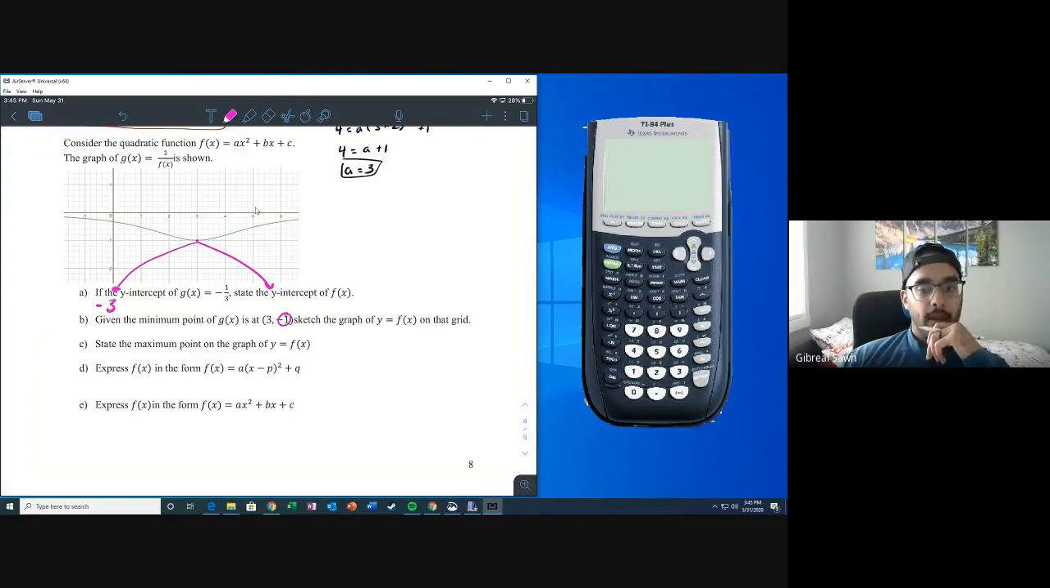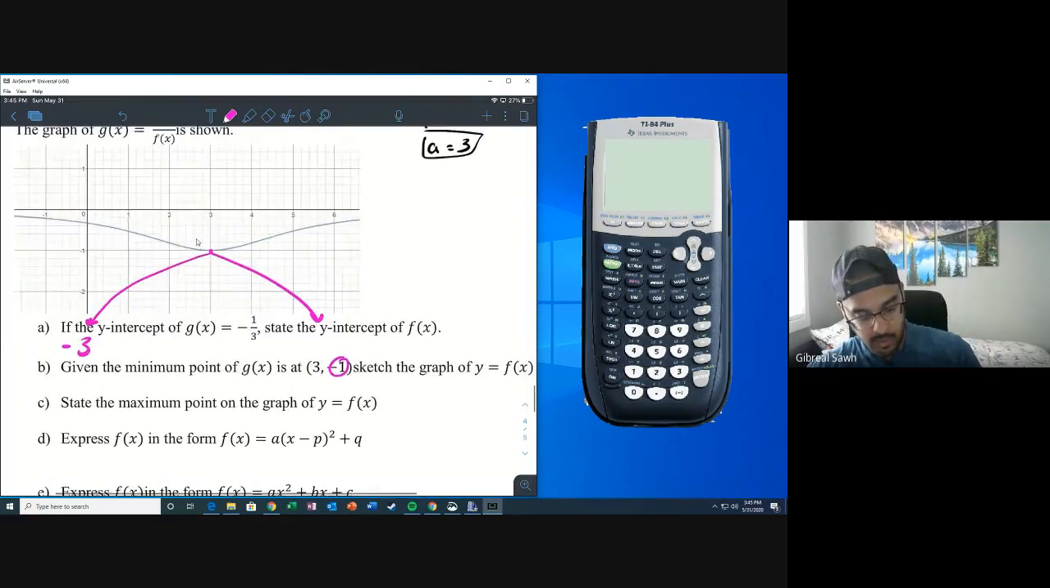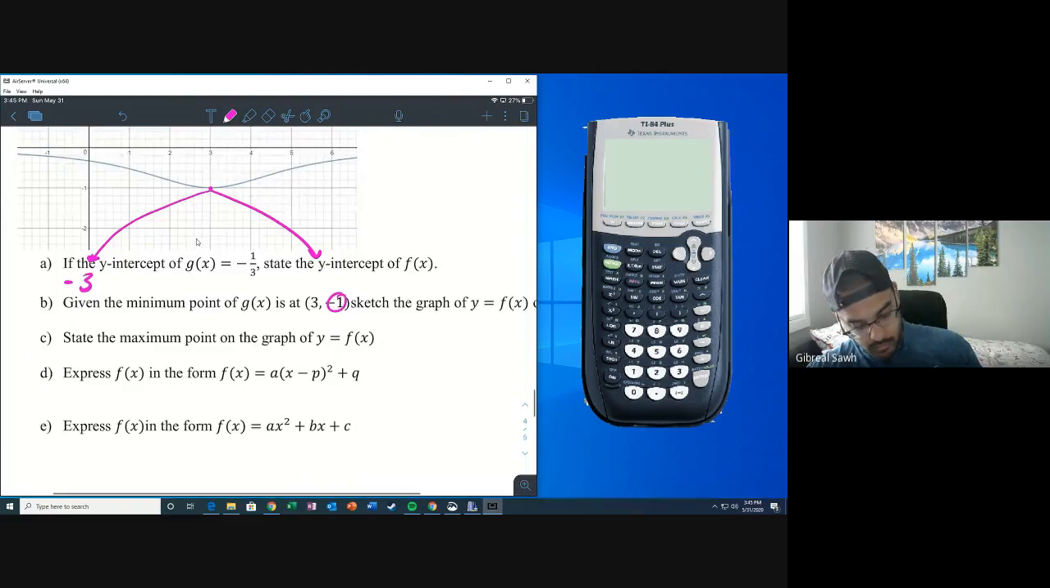So I've got everything I need for the original. State the maximum point on the graph y equals f of x. Now that's going to be our invariant point. Since this opens downwards, I do have a maximum. The maximum is the vertex, and the vertex is an invariant point. So my vertex is going to be (3, -1). The minimum of one of them becomes the maximum of the other.